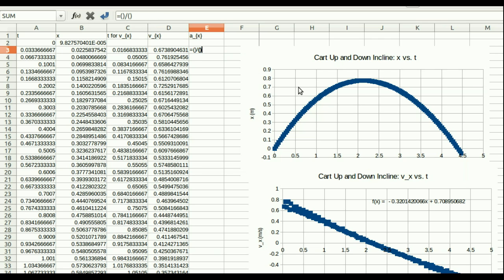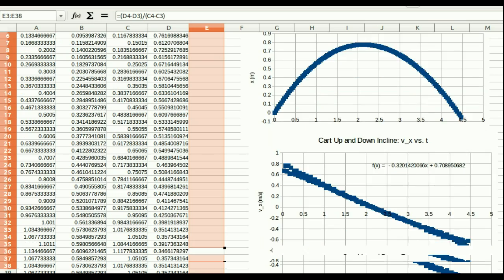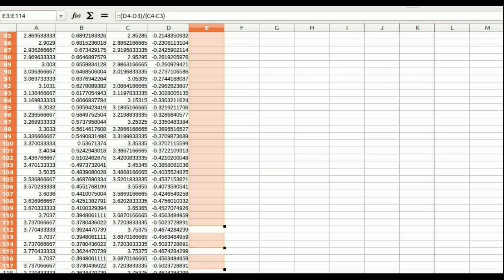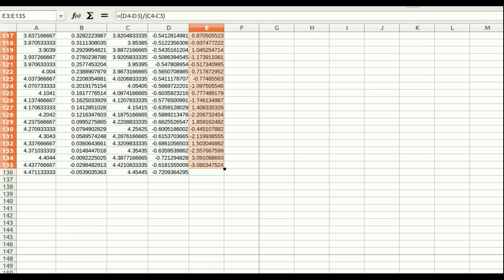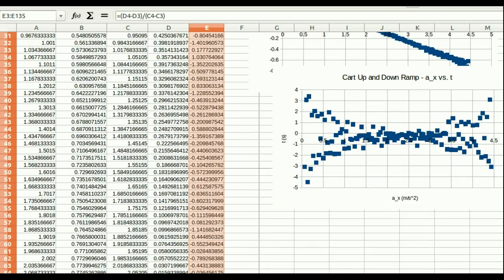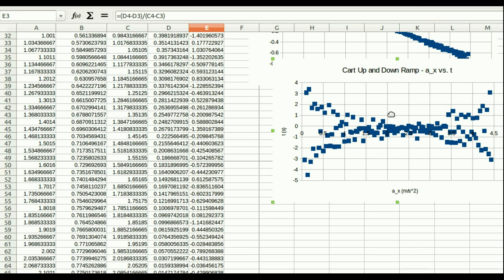I had to look ahead to see that. And so it's going to be this delta v over this delta t. And so there is my acceleration column, and I set it up so it would plot, and look at how much scatter there is in the acceleration.